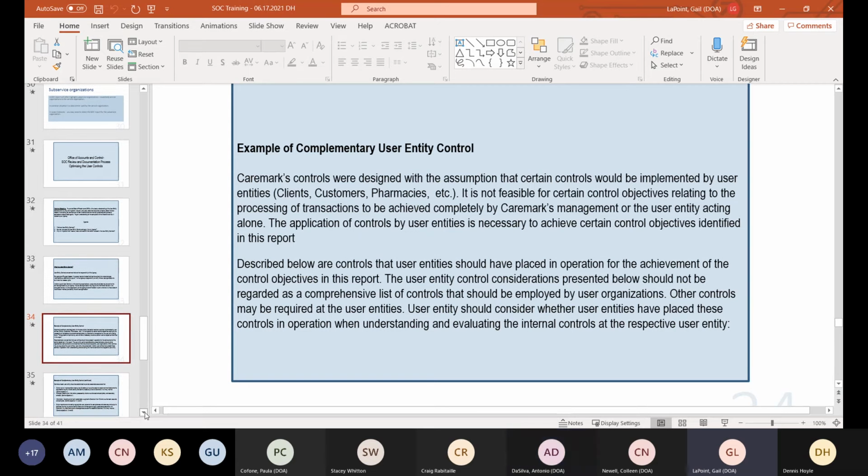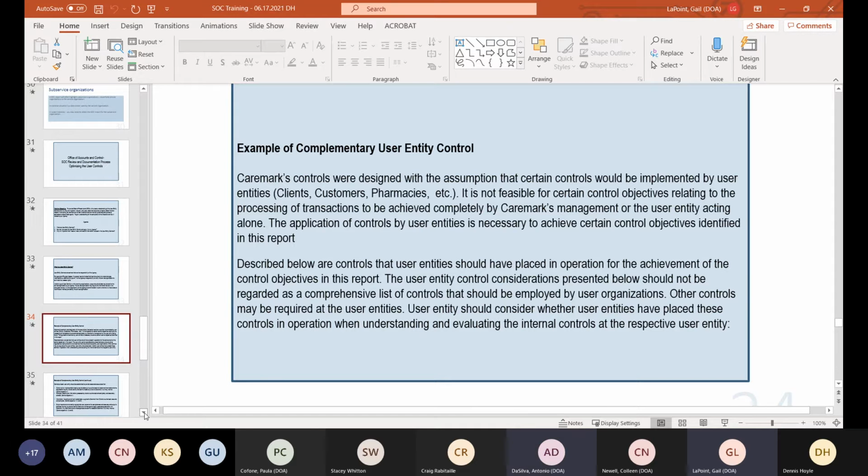With Caremark, the controls were designed with the assumption that certain controls would be implemented by us, our clients, the users, and pharmacies. Our users, we have to ensure that certain controls that relate to the transactions, they cannot do them. So we need to take responsibility for them.